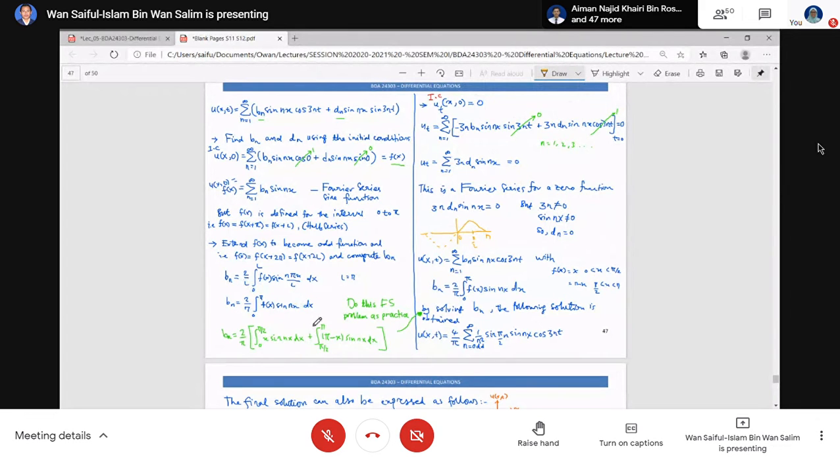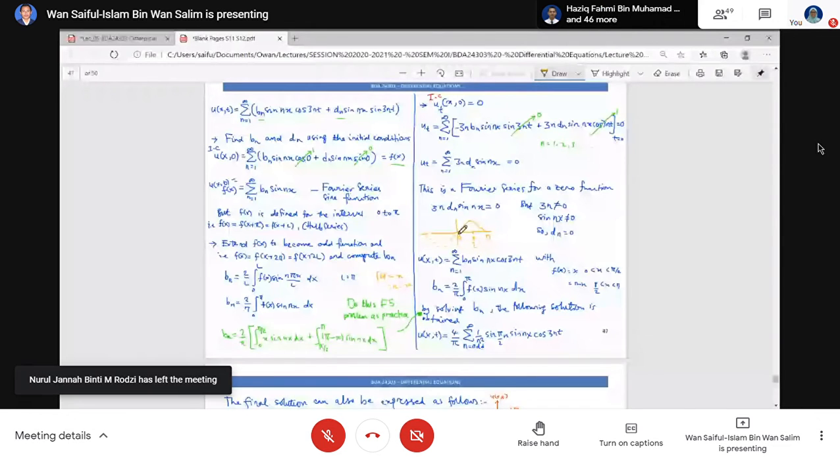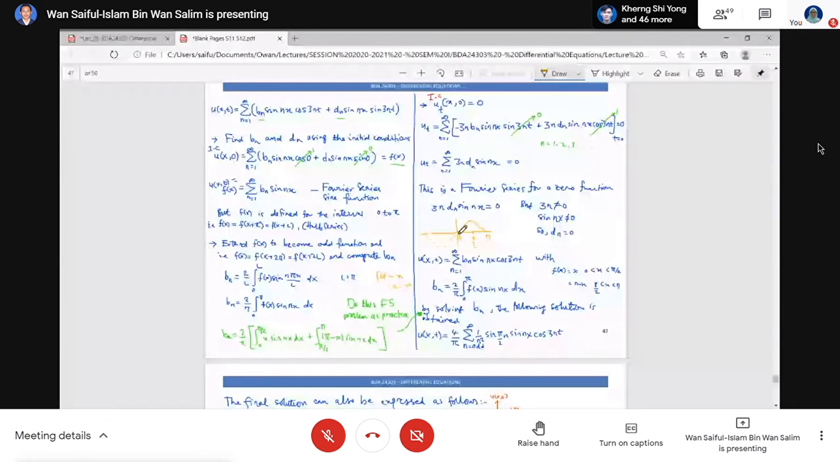Well, because we have two values of f of x, from our initial condition f of x is equal to x from 0 to pi over 2, and then equals pi minus x from pi over 2 up to pi. So in order for you to find the b sub n using Fourier series, you have to do two integrations.